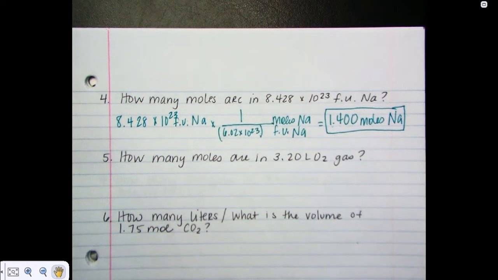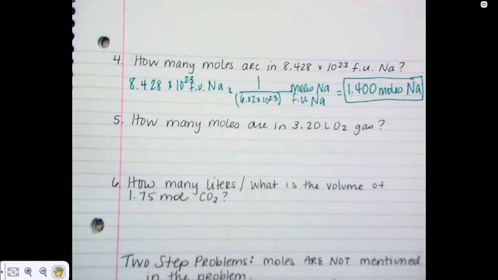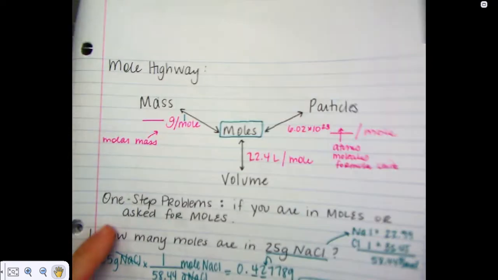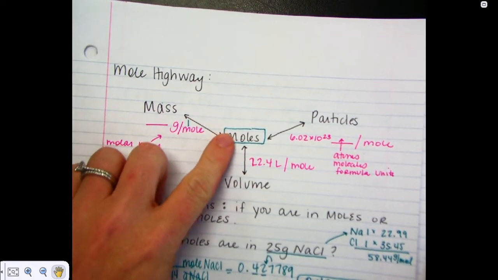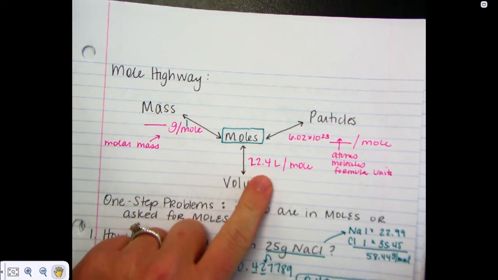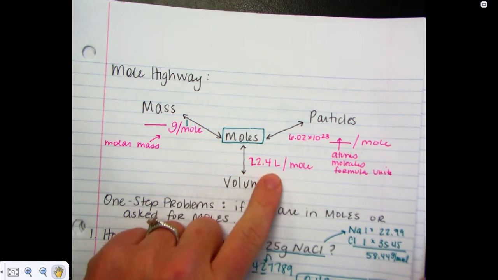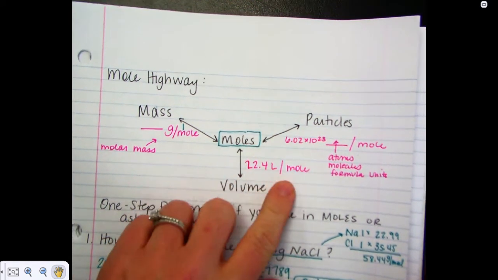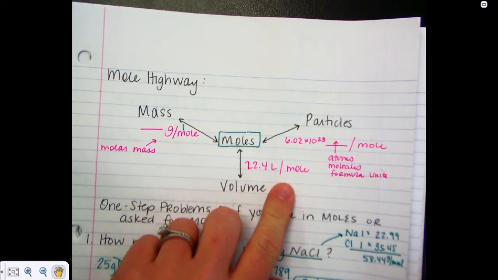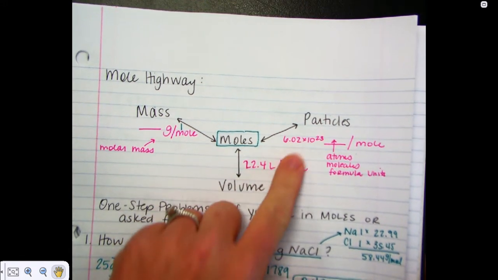Okay. All right. So our last part of the highway is the volume part. Let me flip back to the highway really quick. So for the volume part, moles to volume, volume to moles, our conversion factor is the molar volume of gas. 22.4 liters is equal to 1 mole. So again, for volume and particles, I don't have to pre-calculate anything. That makes it really quick. I only have to calculate if I'm in grams or if I'm asked for grams. If I'm in these two things, I just use these constants.